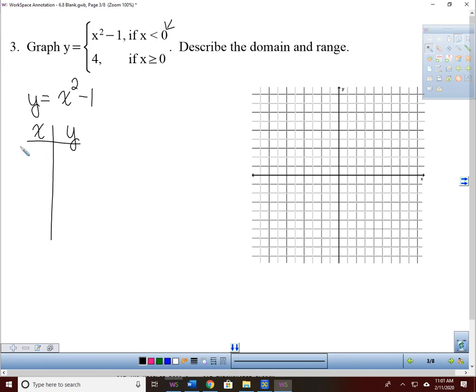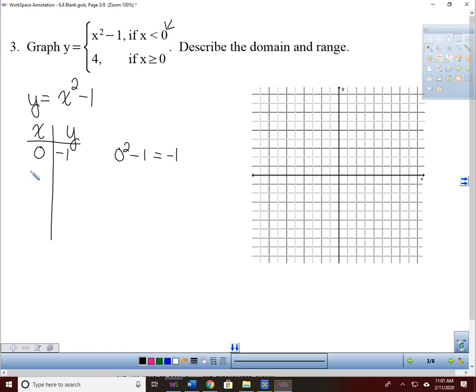So that means I need to pick numbers that are negative. All right, so I'm going to start with 0. Even though 0 is not included, we still have to start there because everything that butts up next to 0 is also included in this statement. So instead of not including, I'm going to include it, but it's going to be an open circle here. So if I plug in 0, 0 squared minus 1 is equal to -1.